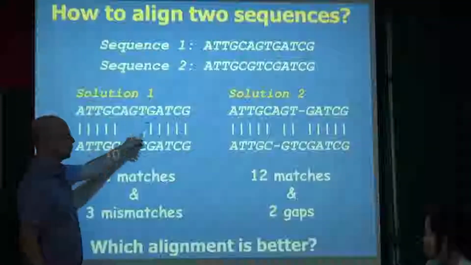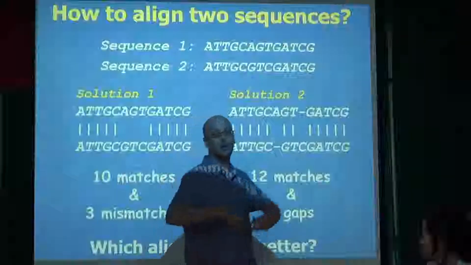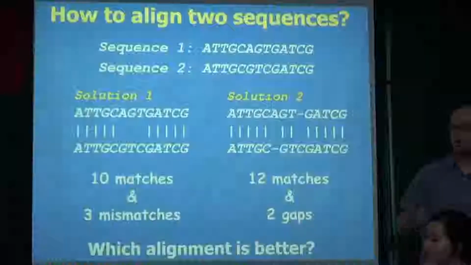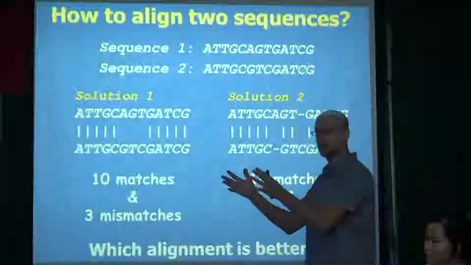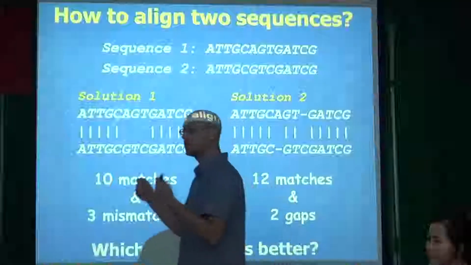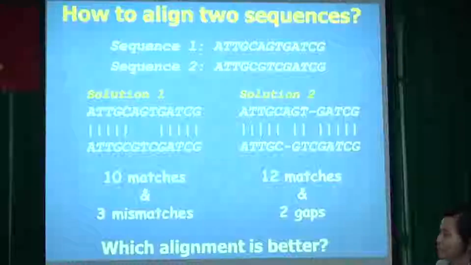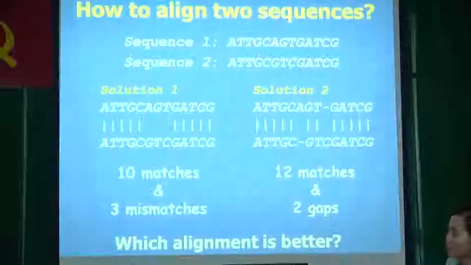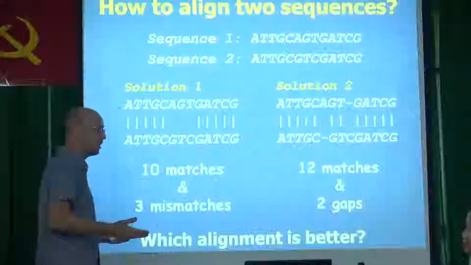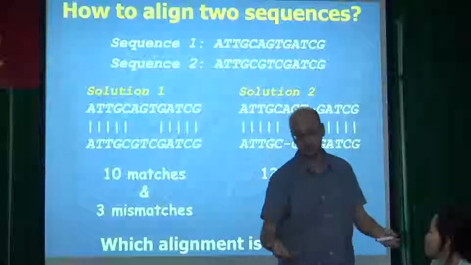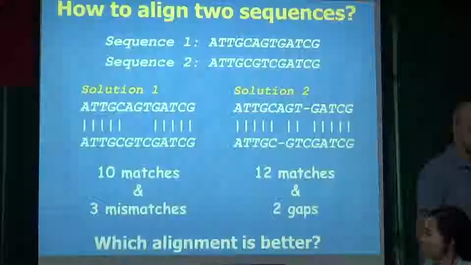Okay, and then we let the computer make a lot of optional alignments. We give points to each alignment, and then in the end, the alignment which has the most plus points, the most positive points, is the one that we are going to be using in our study.